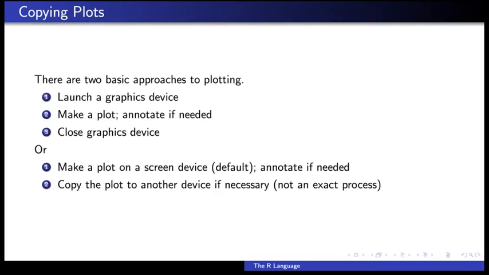So when you make a plot, there are two basic approaches. The first approach, if you want to send a plot to a file, is to launch a graphics device, make the plot, add things to it, annotate it if you need to, and then close the graphics device. The other process is you can make a plot on the screen, annotate it if needed, and then copy the plot to another device. For example, you can copy the plot to another screen device, so another window, or you can copy the plot to a file.